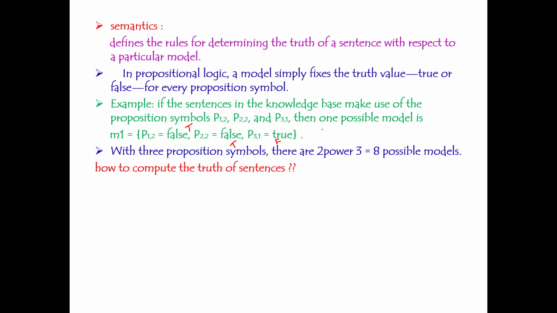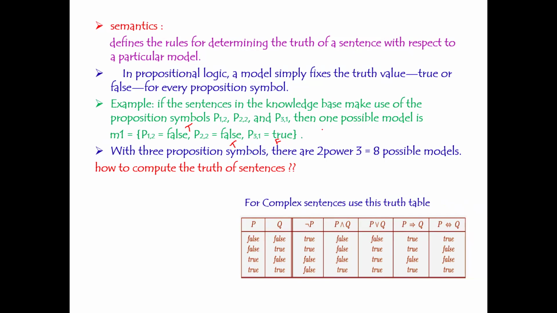Now let us see how to compute the truth of a sentence. Whenever you have a complex sentence, we use the truth table to compute the truth of the statement. For example, if P is false, then negation P should be the opposite of it, true. If P is true, negation P should be false. Then P and Q: initially P is false, Q is false, so its truth value is false. Then P is false, Q is true.